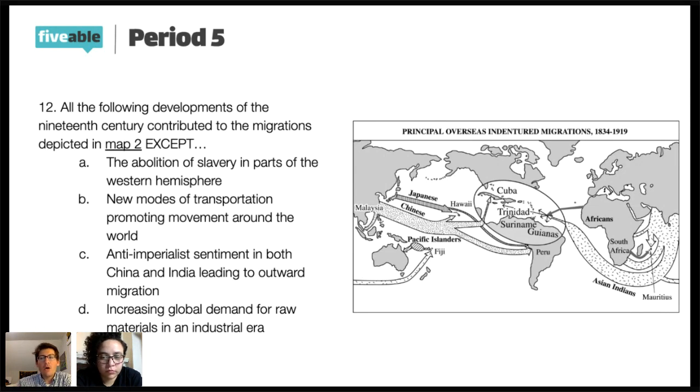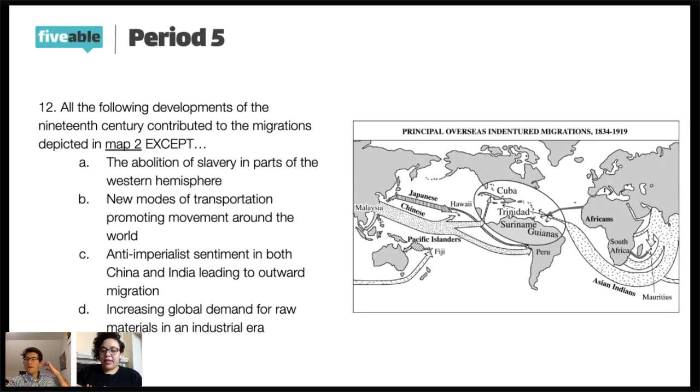And then increased global demand for raw materials in an industrial era, that would necessitate people harvesting those. For example, all of these lines going to the Pacific, right? A lot of those, they're just mining guano in the Pacific. So there's an increased demand for that in this time period. So the only one that really doesn't fit with what might be driving migration and labor in this time period, well, at least non-slave labor, would be C.